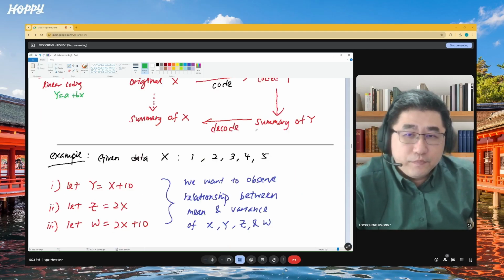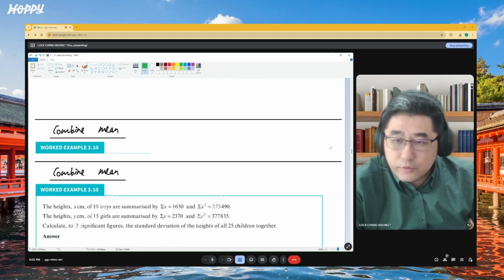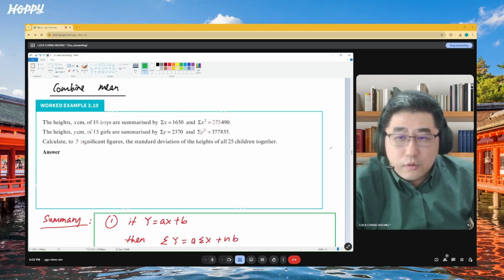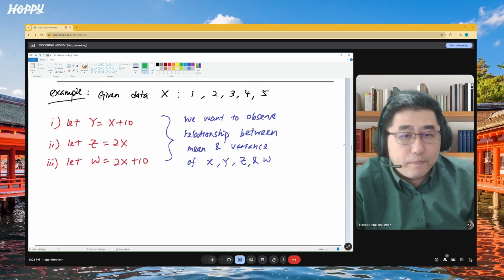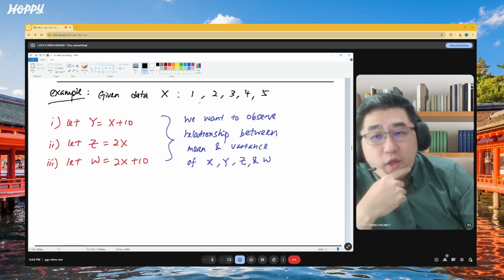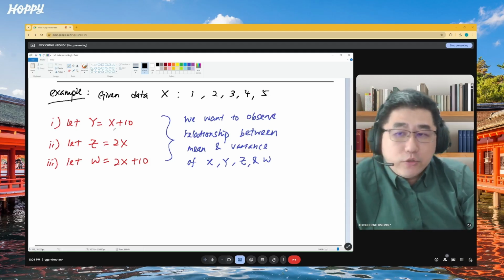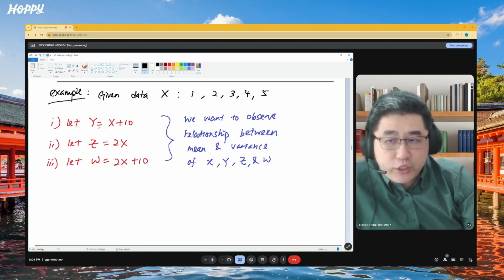The best way is to give you an idea of what it is. Over here, I have the original data of 1, 2, 3, 4, 5, and I want to calculate these three coded data. So y is coded into the form of x plus 10, z is coded into the form of 2x, and w is coded into the form of 2x plus 10.